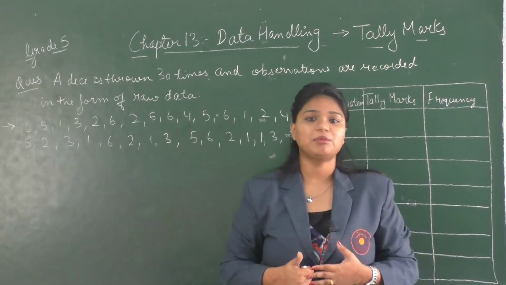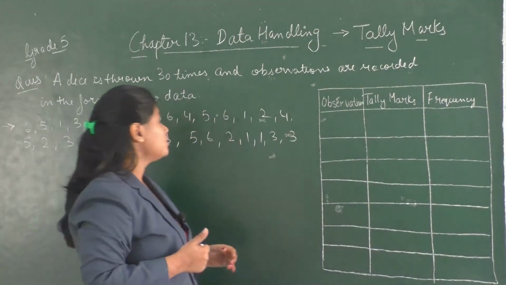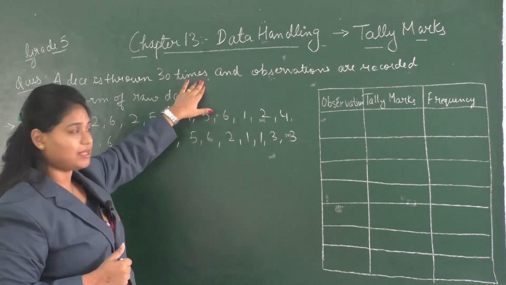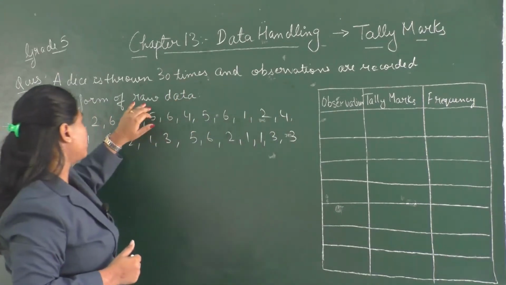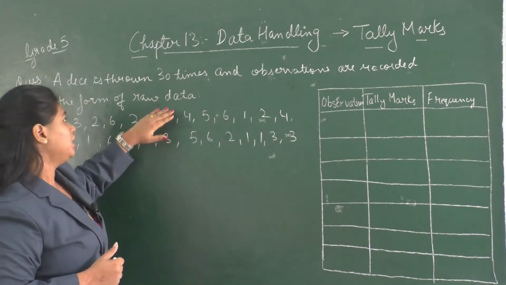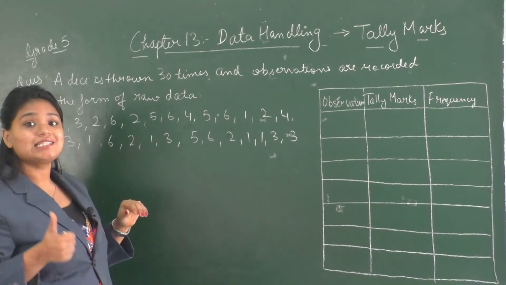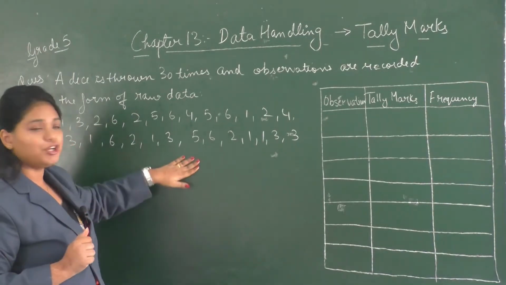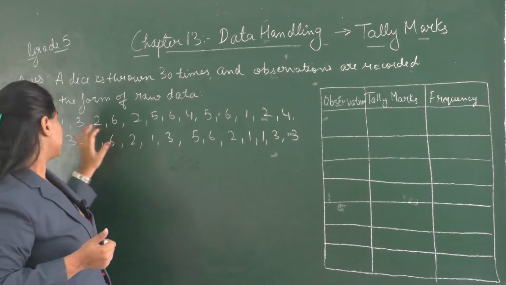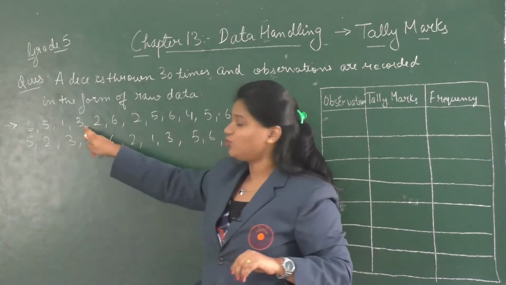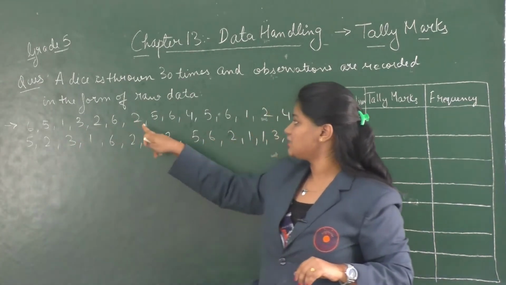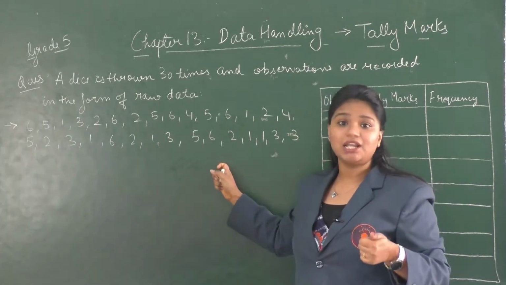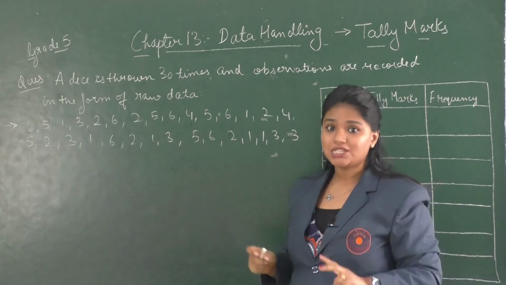Let's understand tally marks with the help of a question. So here we have a question which says a dice is thrown 30 times and the observations are recorded in the form of raw data. Now what is raw data? When the data is collected without being arranged in any particular order. So here we have the observations, that is 6, 5, 1, 3, 2, 6, 2, 5, 6 and so on. Now here you notice that the numbers are from 1 to 6.